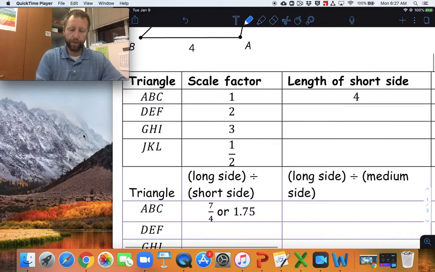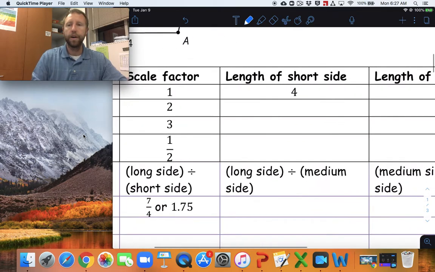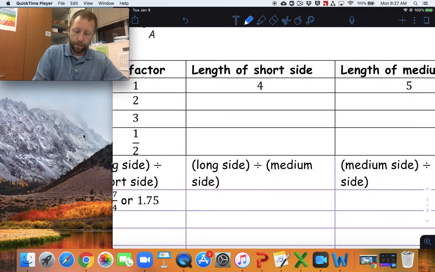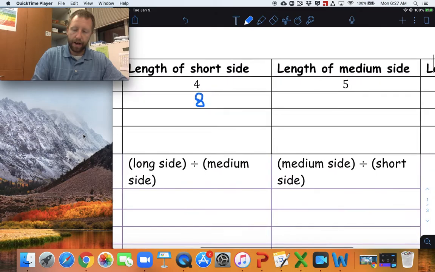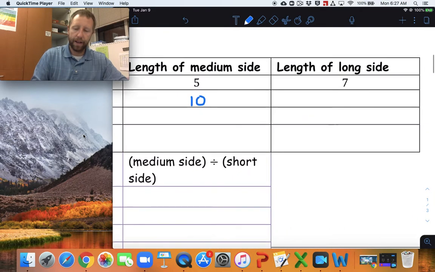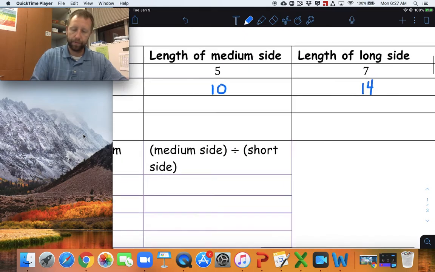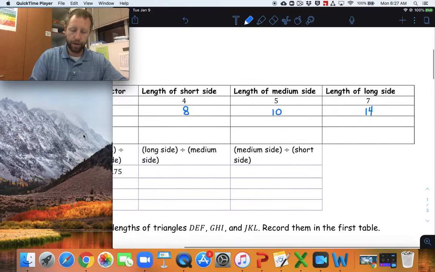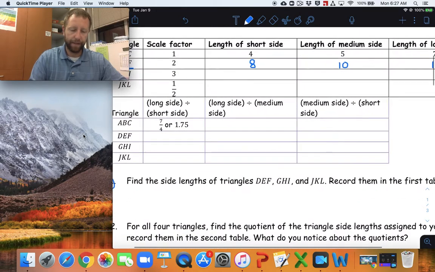For this first one, for DEF, we're multiplying everything by 2. That's what my scale factor is, right? So if I multiply 4 by 2, I get 8. If I multiply 5 by 2, I get 10. And 7 by 2 is 14. So there we go. There's triangle DEF.